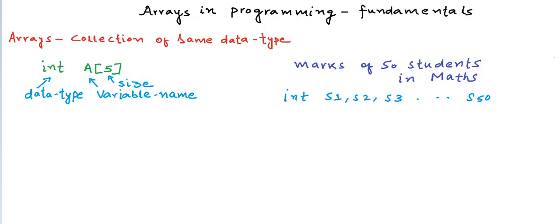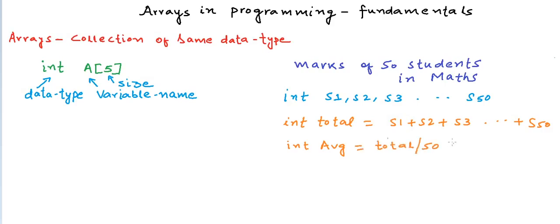Now let's say we want to calculate the average marks of all the students. So to calculate that, we will have something like a total of all the marks. So we'll have a variable total, and then this total will be equal to s1 plus s2 plus s3 and all the way till s50. And average would be total divided by 50.